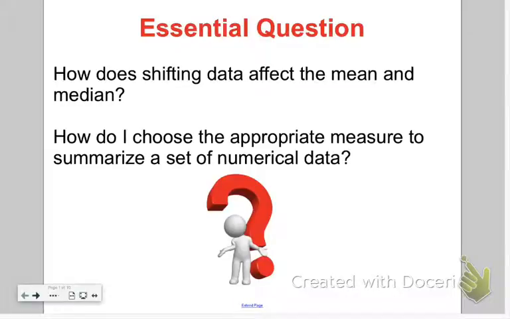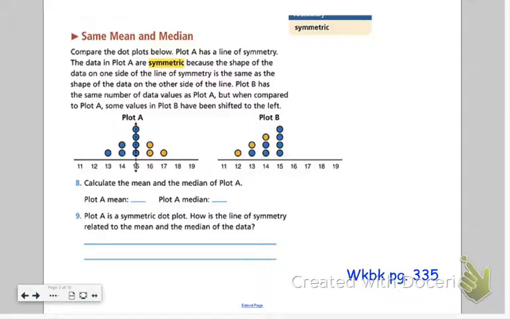Okay, in Lesson 8.6b, we're going to answer two essential questions. How does shifting data affect the mean and the median? And how do I choose the appropriate measure to summarize a set of numerical data? So let's take a look at workbook page 335.